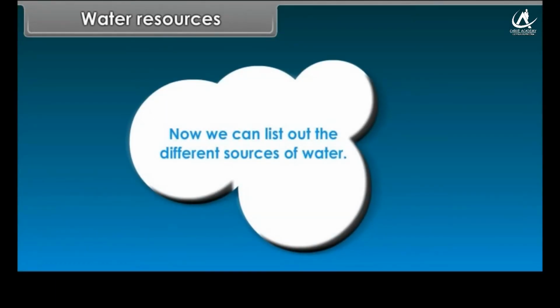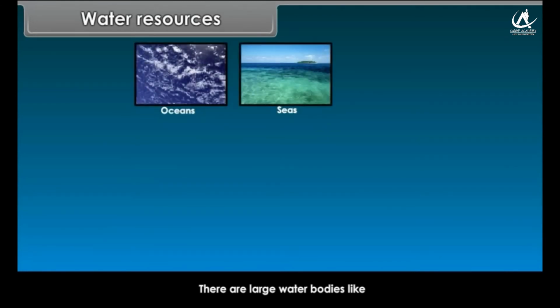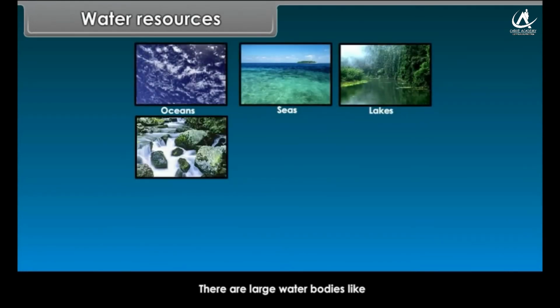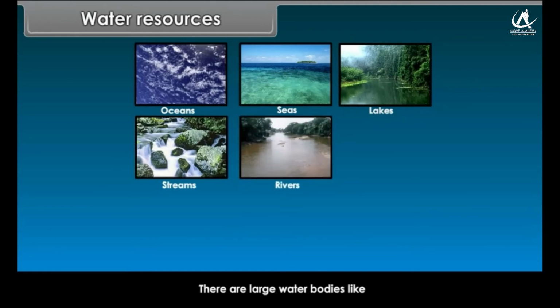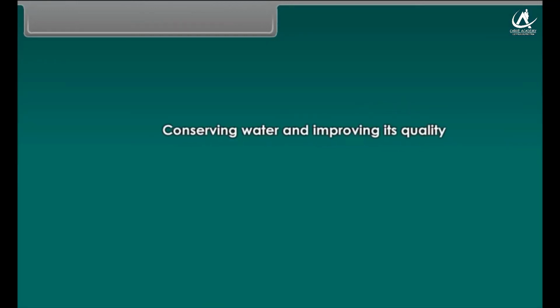Now we can list out the different sources of water. There are large water bodies like oceans, seas, lakes, streams, rivers, freshwater, groundwater, etc. These are the different sources of water on Earth. Conserving water and improving its quality.